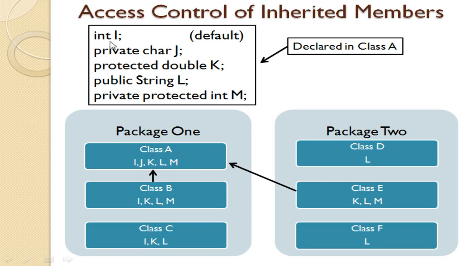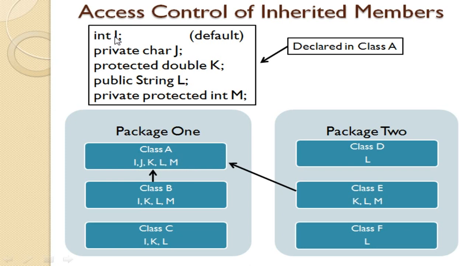The first one is integer I. That means no access specifier is specified here, so it will be taken as default. You can say it is the default access specifier. Next is private J, then protected K, public L, private protected M. These are the variables declared in class A. Since they are declared in class A, all the variables I, J, K, L, M can be used in class A.